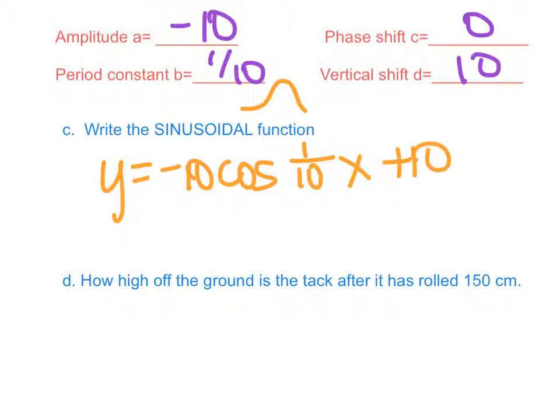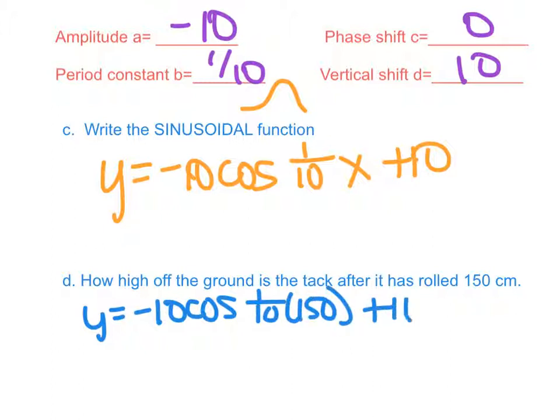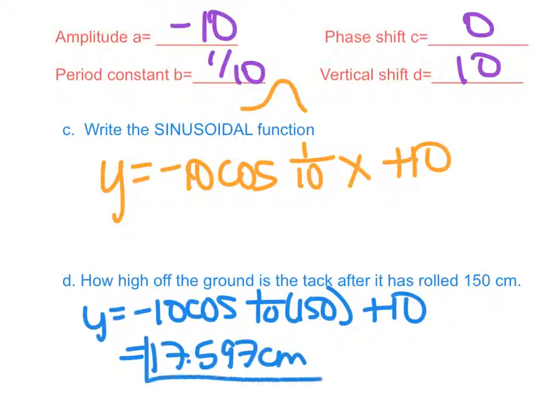If I want to know how high off the ground the tack is after it's rolled 150 centimeters, I'm basically going to plug in 150 centimeters for x, and if I do that, we're going to get 17.597 centimeters. It's just plug and chug.